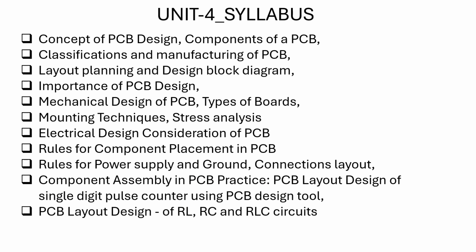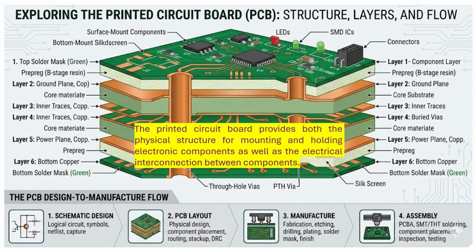Here is the syllabus for the fourth unit. If we look into the syllabus, primarily we are going to talk about the concept of PCB, components of PCB, classification and manufacturing, layout planning, PCB block diagram, importance, mechanical and electrical design considerations, types of boards, and then rules for the component placement in the PCB, and assembly processes. Finally we'll look into examples of RL, RC, RLC type of layouts. So let's start the session.